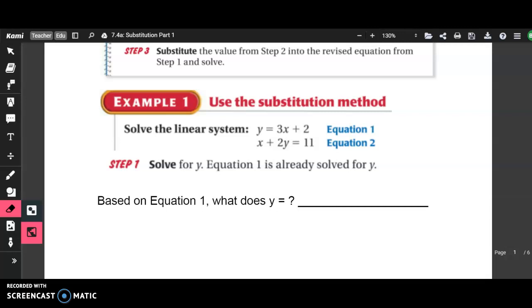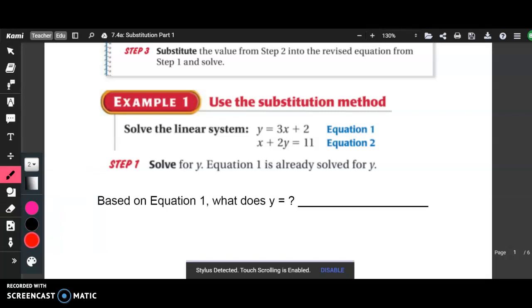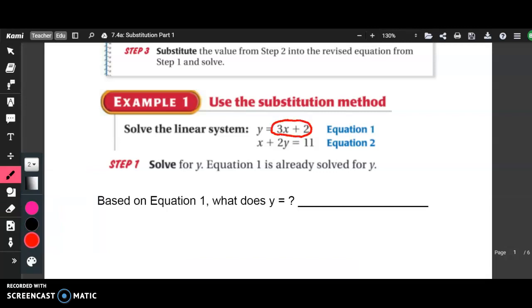Now usually y would equal one single number, but in this case I don't know the answer because I don't know what x is. So I'm just going to say that in equation 1, y equals this whole section, 3x plus 2. So y is the same thing as 3x plus 2.